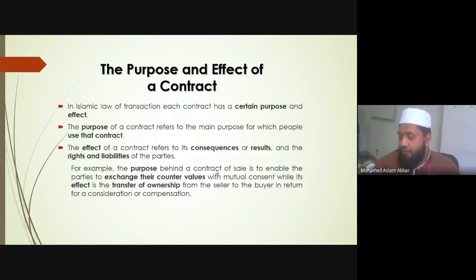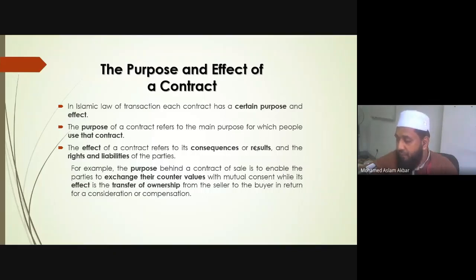The purpose and effect of a contract. In the Islamic law of transaction, each contract has a certain purpose and effect. The purpose of a contract refers to the main purpose for which people use that contract. The effect is the consequence or the result of that contract, whether you get the result or you also get the rights and liabilities. When you get a product, you get the rights on that product.